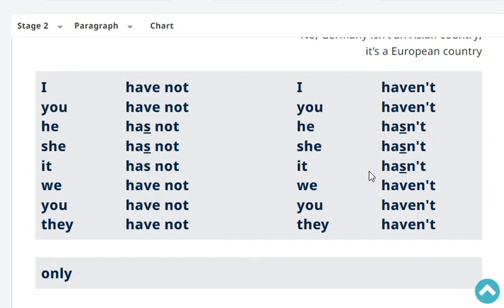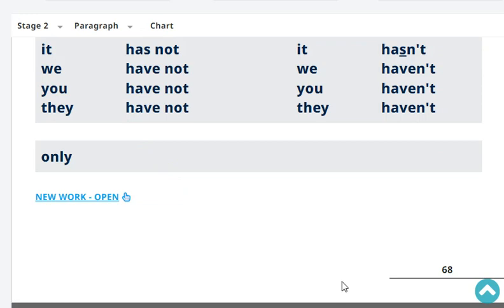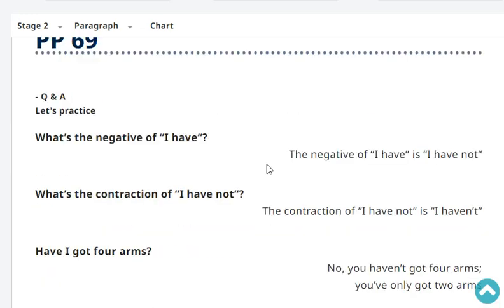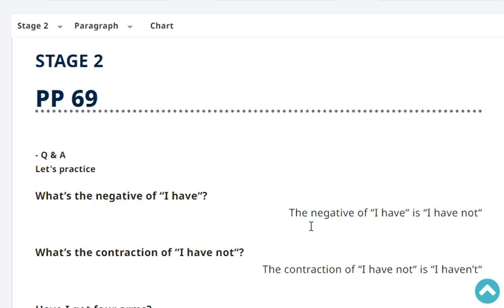I have not. I haven't. You have not. You haven't. He has not. He hasn't. She has not. She hasn't. It has not. It hasn't. We have not. We haven't. You have not. You haven't. They have not. They haven't. Good. The negative of I have is I have not.